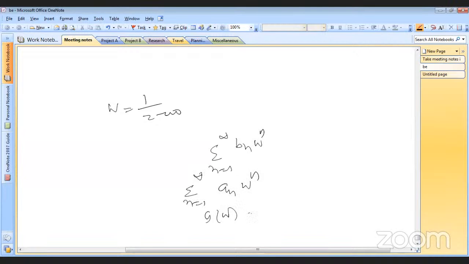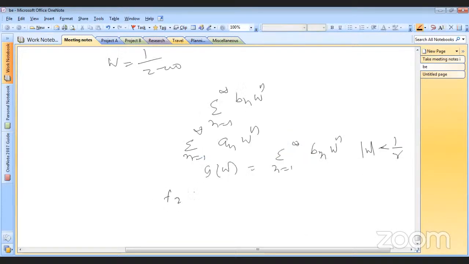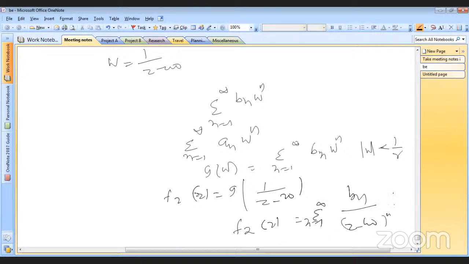So we are writing g of w is equal to summation of n equal to 1 to infinity b n w power n, modulus of w less than 1 by r. So therefore we can write the f2 condition also. f2 of z is equal to g of 1 by z minus z0. So f2 of z is equal to summation of n equal to 1 to infinity, in place of a I am writing b n, 1 by z minus z naught whole power n, modulus of z minus z naught greater than r. Why? Because we are taking b n. So these three conditions are called the Laurent series. Clear? Clear sir. Any more doubts?